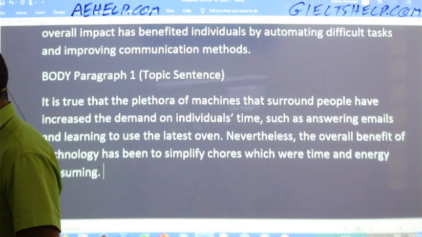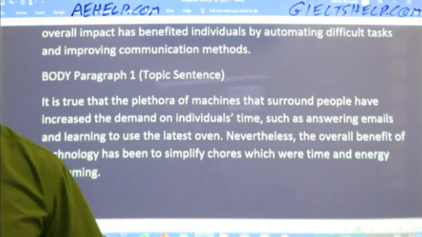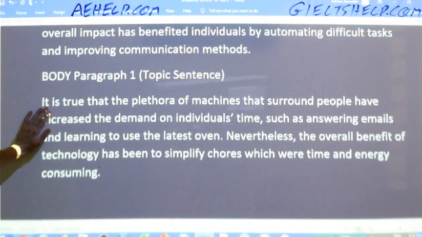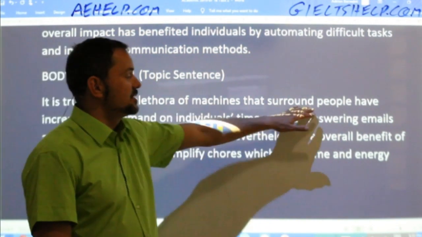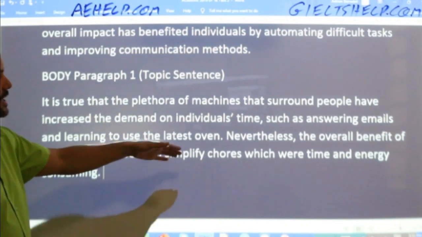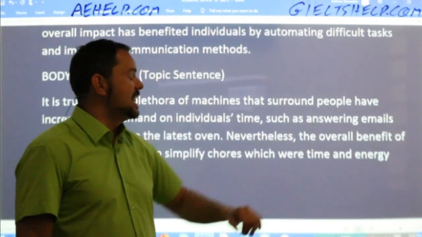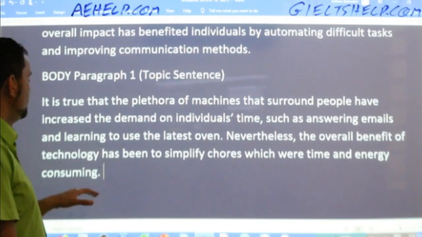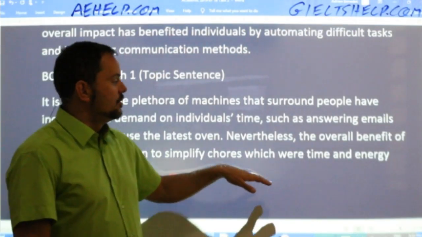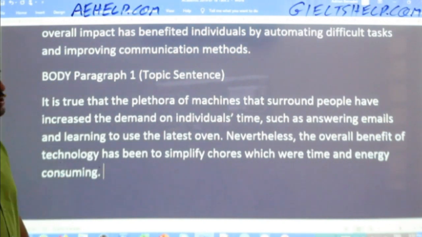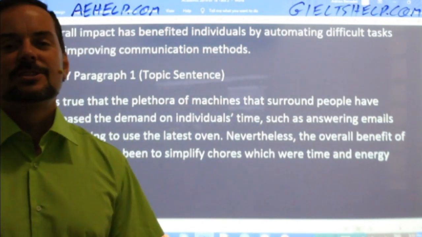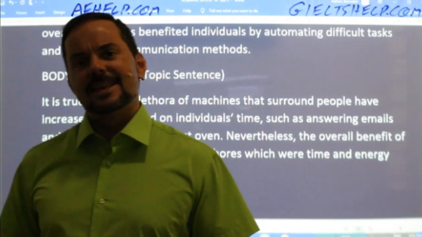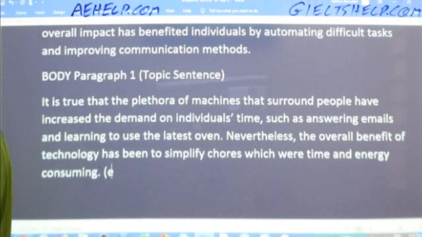In this case, it's my topic sentences, because here I'm giving an argument and a counter argument. So my argument is, it is true that the plethora of machines that surround people have increased the demand on individuals' time, such as answering emails and learning to use the latest oven. Nevertheless, the overall benefit of technology has been to simplify chores which were time and energy consuming. So it's kind of like, what are you saying? So you're saying that, yeah, okay, it's made life more difficult, but you actually think it's made life easier. Can you explain that, right? So it'd clearly be the explanation that comes after.